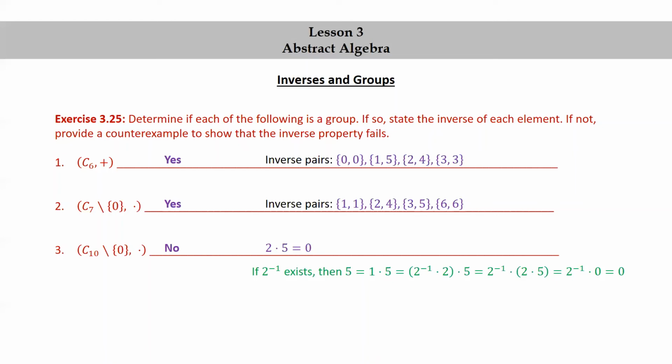would be able to be written as 2 inverse times 2 by the inverse property. Then we could use associativity to write 2 inverse times 2 times 5 as 2 inverse times 2 times 5. But 2 times 5 is 0, so we get 2 inverse times 0, which is 0. This would show that 5 would be equal to 0, which is not true.